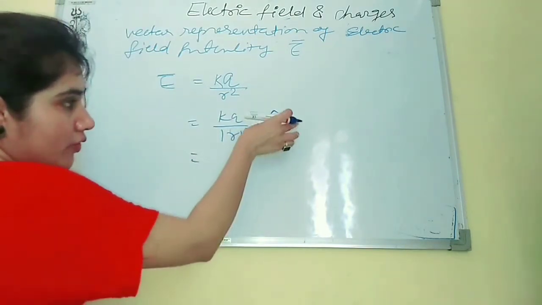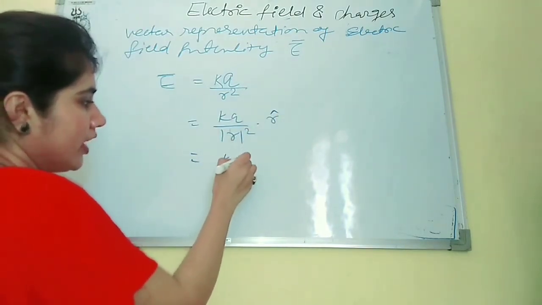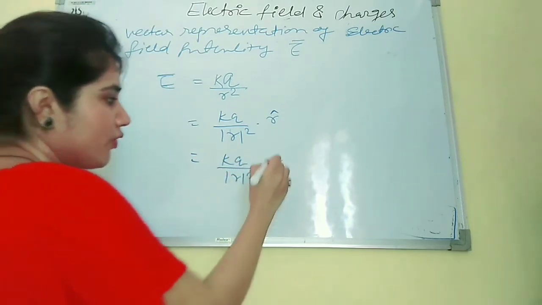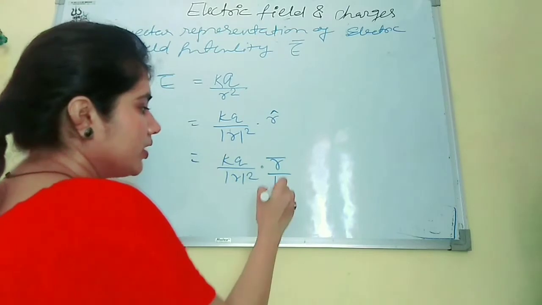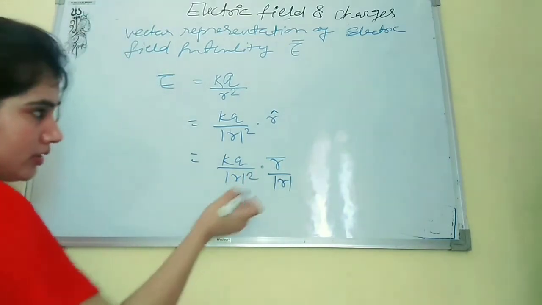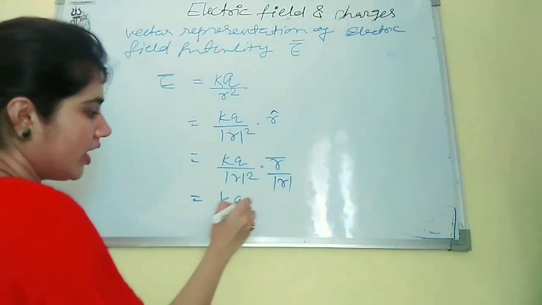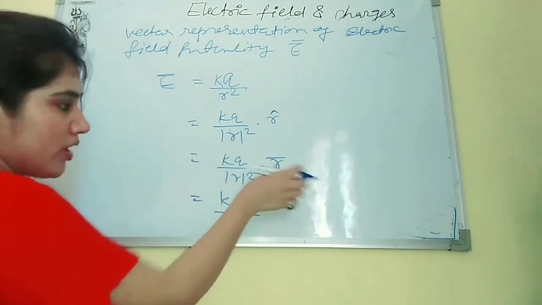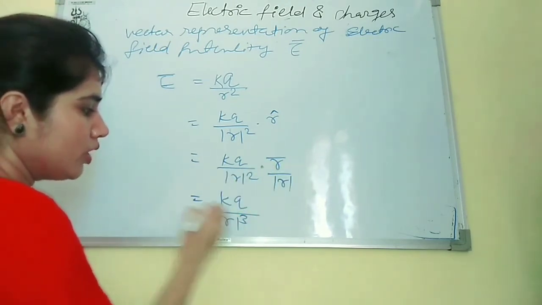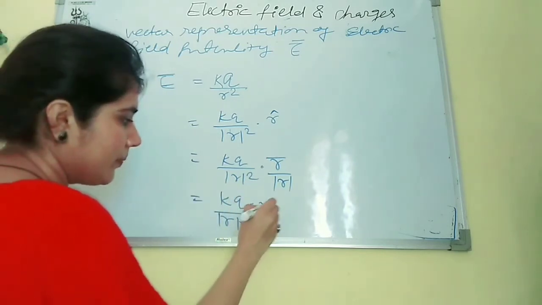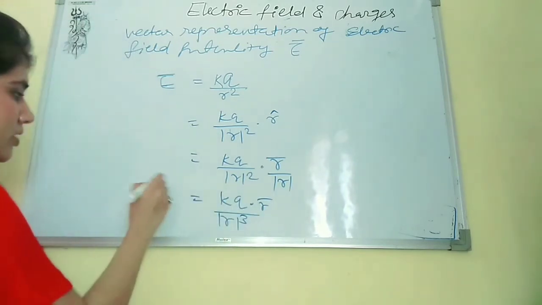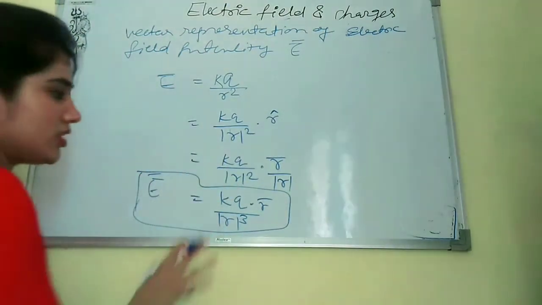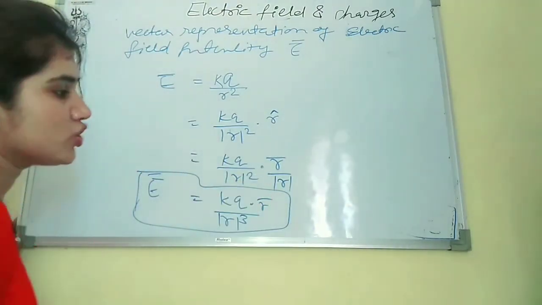Now if we open it, that will be kq upon mode of r square times the position vector r upon mode of r. So that will be kq upon r square multiplied by mode r, that becomes mode of r cubed, and this will be vector r. So this is simply the vector representation of electric field intensity because of a point charge.